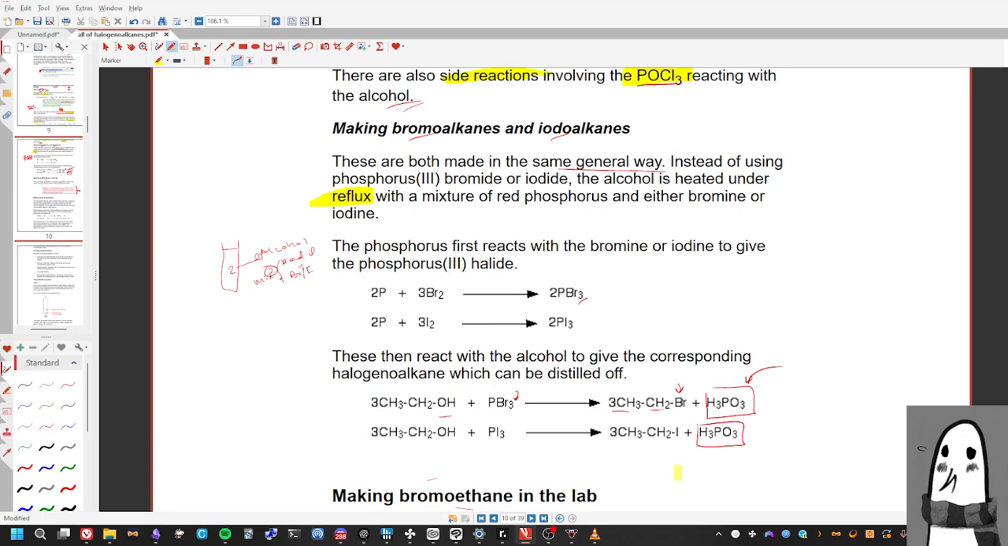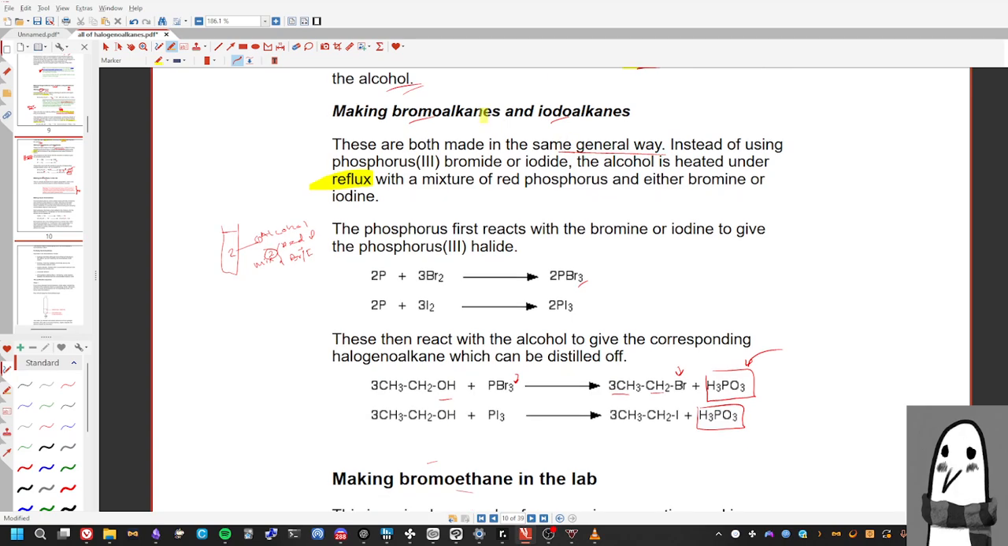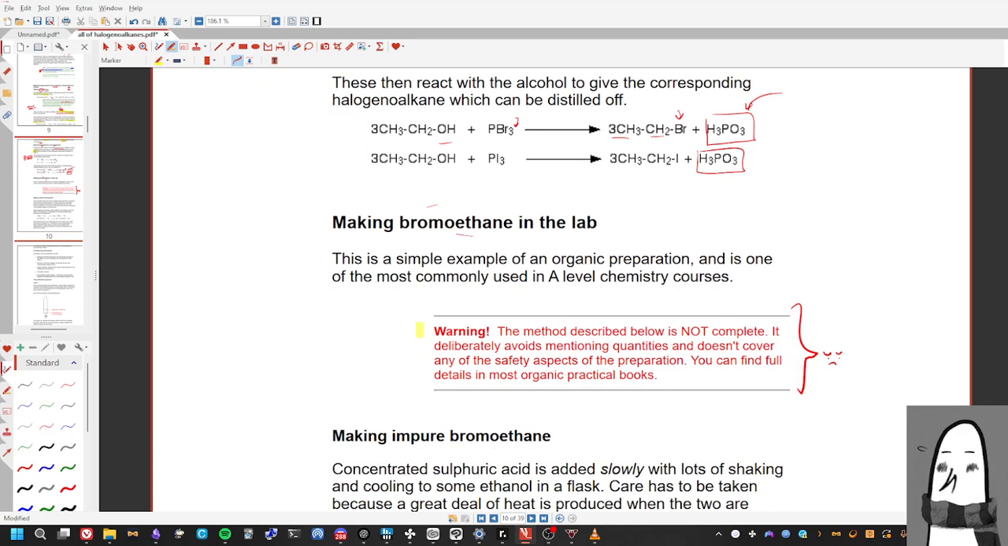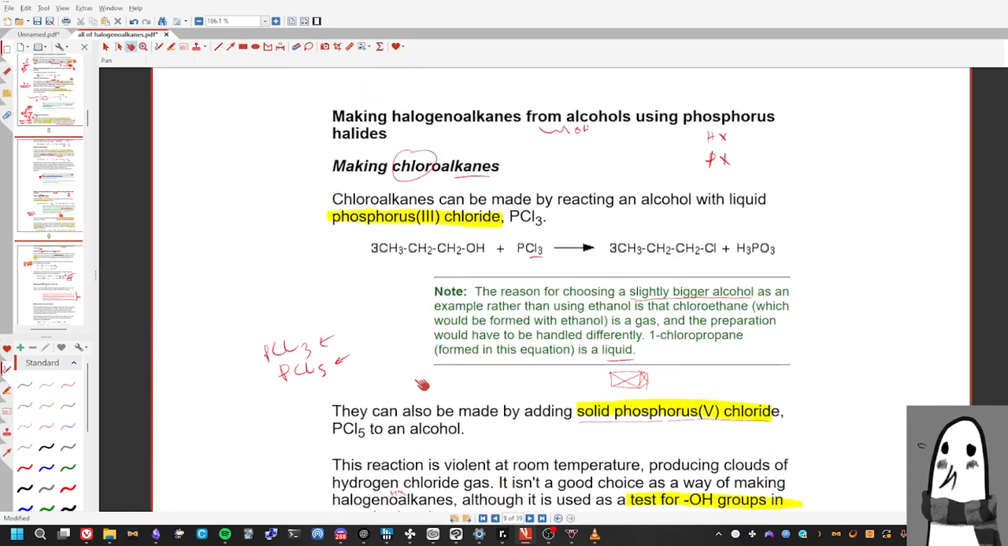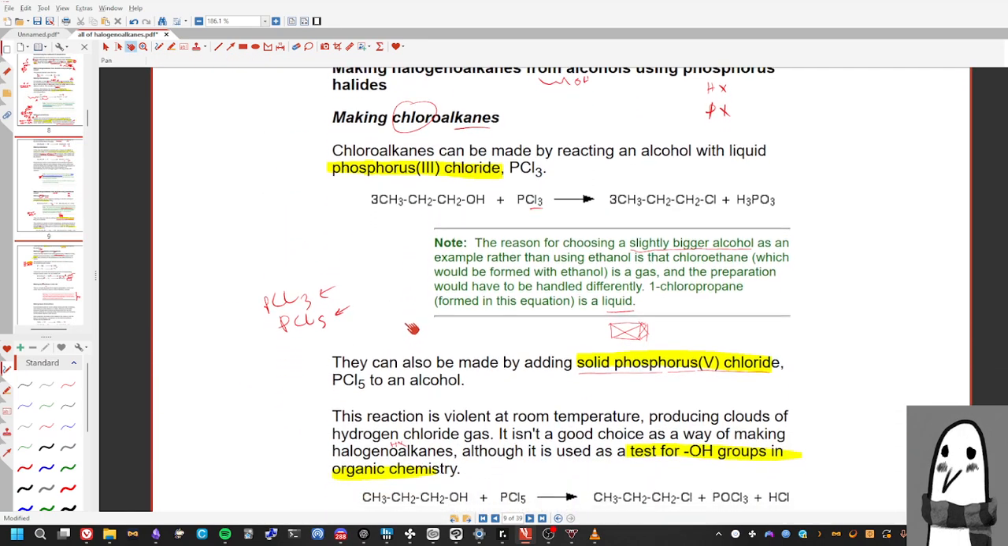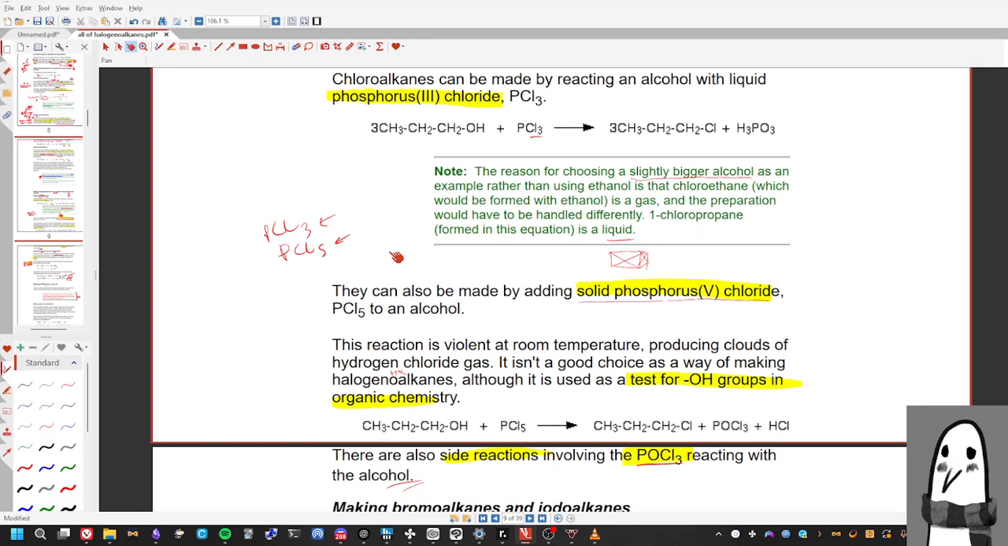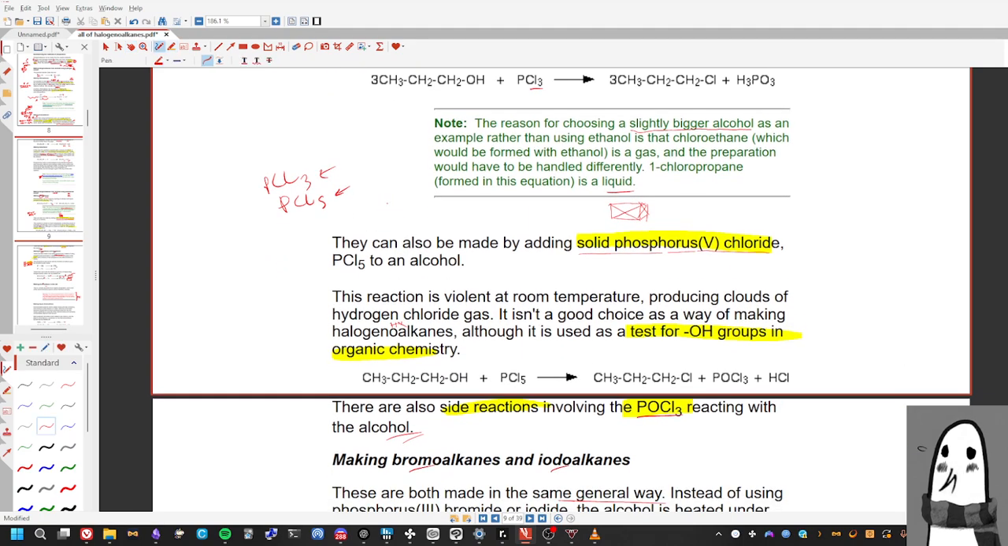And then for bromoalkanes and iodoalkanes, you're going to have your alcohol and your red phosphorus mixed with one of the two halogens, and you're going to react those both under heating reflux. There's going to be no hydrogen halides involved here. However, in this other one, hydrogen halide was involved.